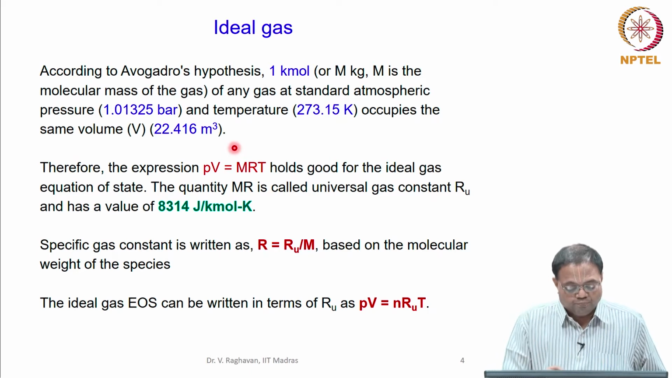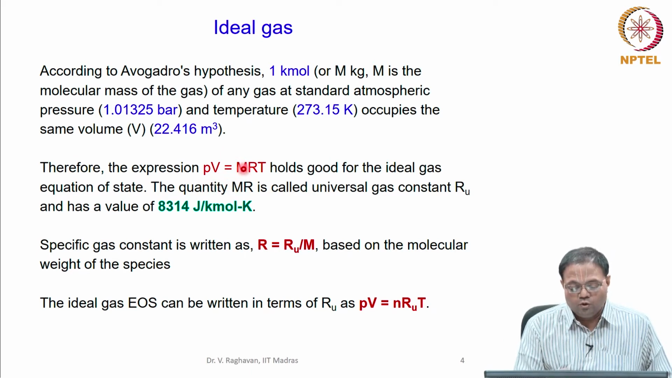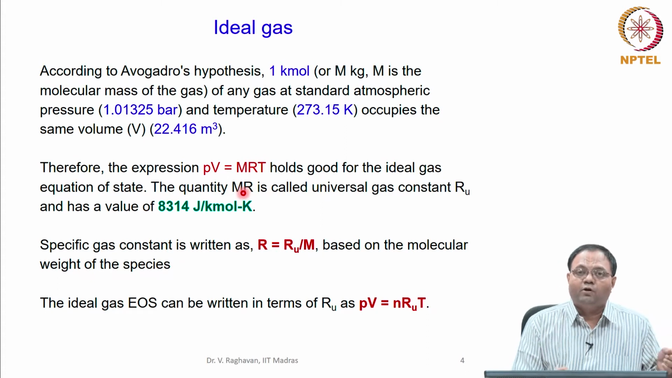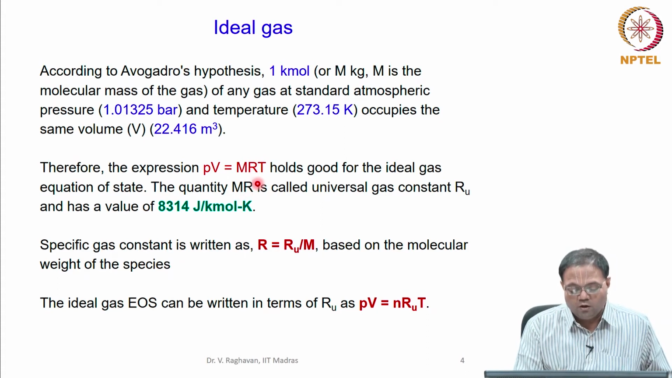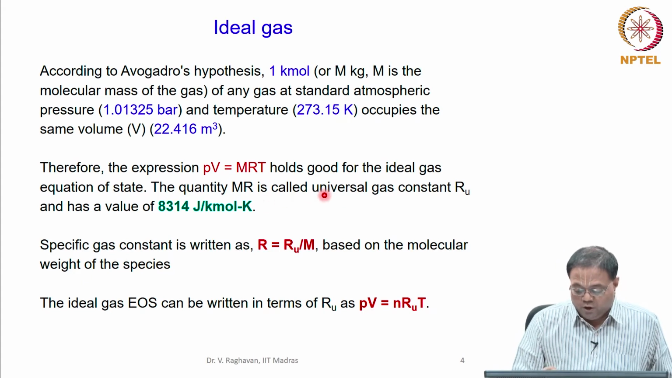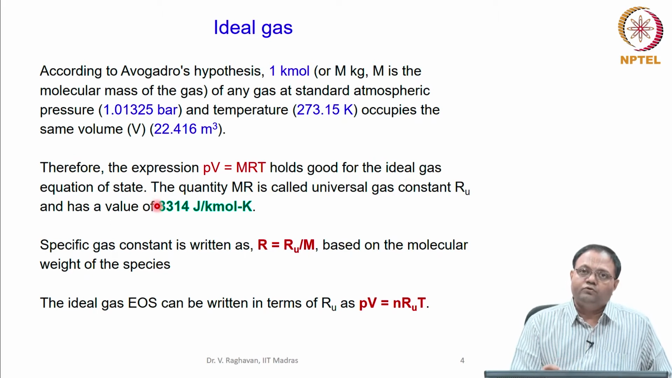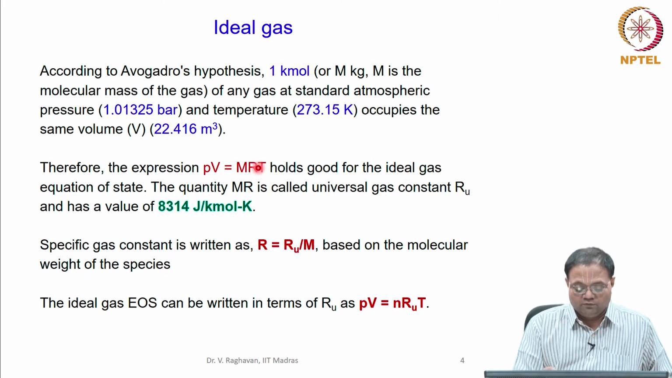Now, P times capital V will be equal to M, which is the molecular mass, times R times T. This holds good for an ideal gas. So, this is the equation of state. I am just trying to write it in this way.